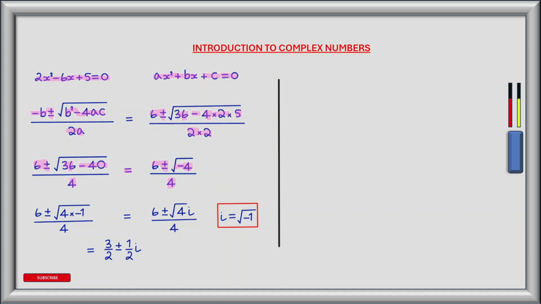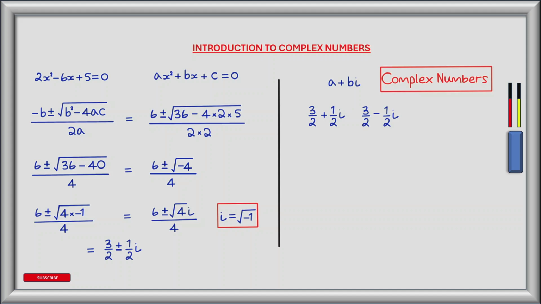Noting that minus 4 is the same as 4 multiplied by minus 1, we have 6 plus or minus the square root of 4 multiplied by minus 1, and all divided by 4. If we now substitute i for the square root of minus 1, we have 6 plus or minus the square root of 4 multiplied by i, all divided by 4. And simplifying this, we get 3 over 2 plus or minus a half multiplied by i.